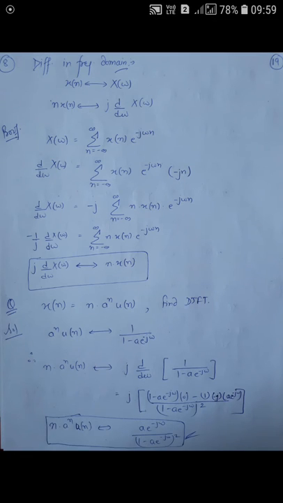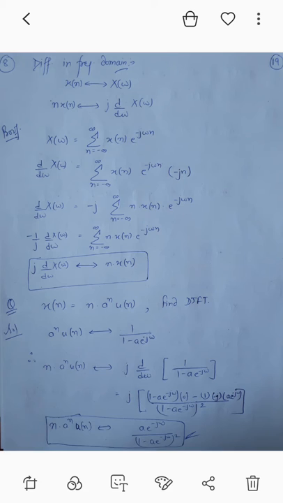So d by d omega, and j on the left hand side, so it's minus 1 by j, it will be n into x of n e raised to power minus j omega n. So it says that if we differentiate in the frequency domain, j d by d omega of X of omega will result in n into x of n, or we can say that n into x of n will result in j d by d omega of X of omega.